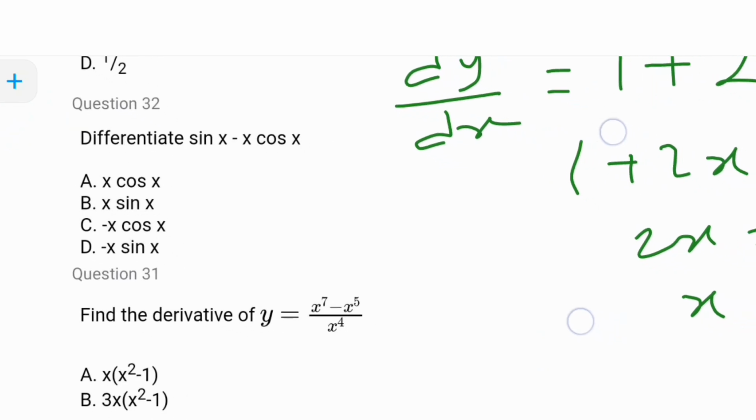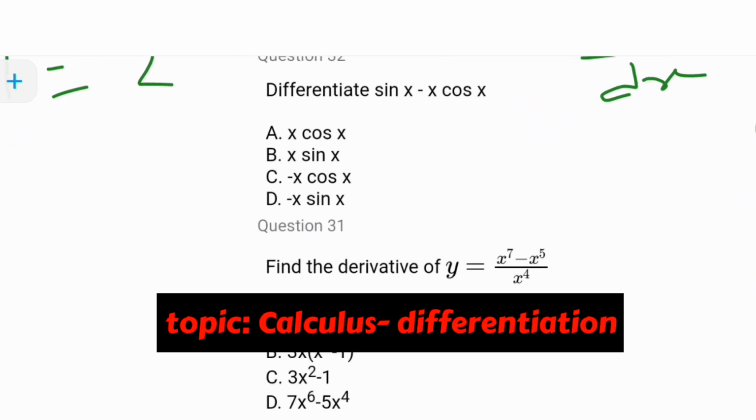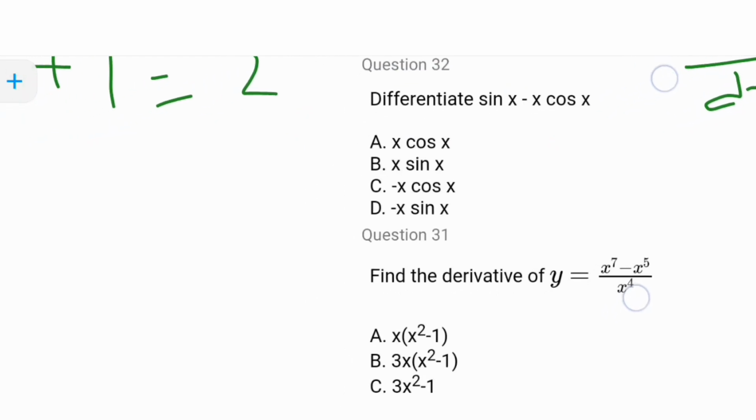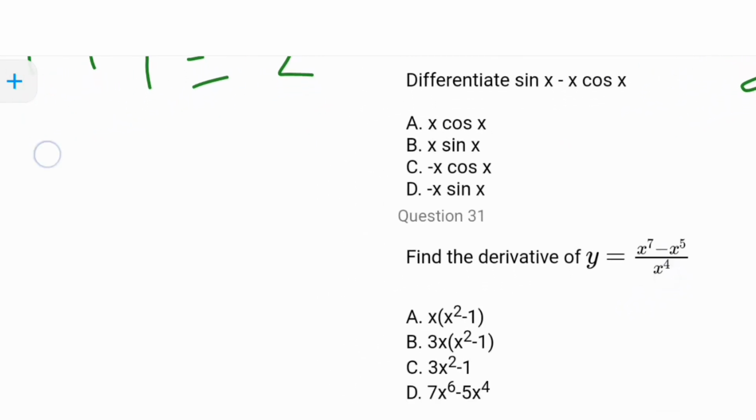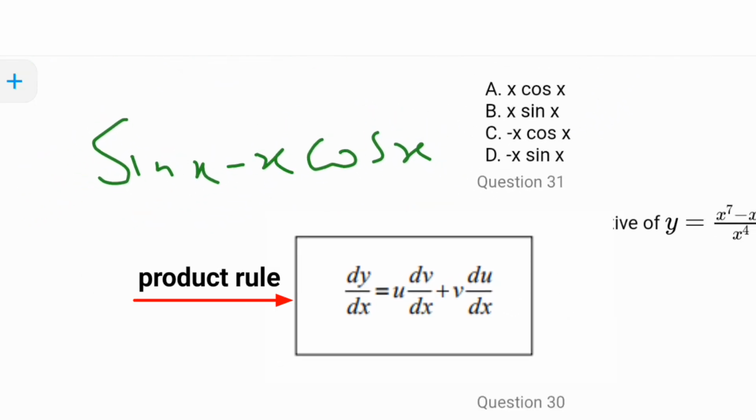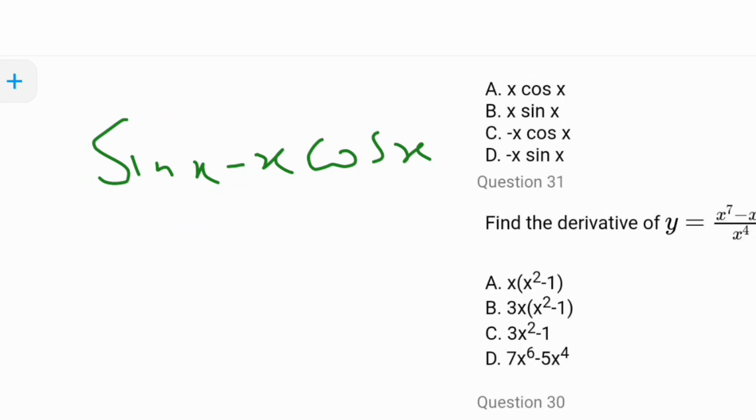Okay. Then for this next one, you have to differentiate sine x minus x cos x. So this is differentiation calculus. So you have sine x minus x cos x. In this part, you need to use what is called the product rule. Okay, it's very simple. Don't waste your time. If you differentiate sine x, you're going to get cos x. So this will be cos x. Then you write minus, open your bracket. You need to be very careful here.